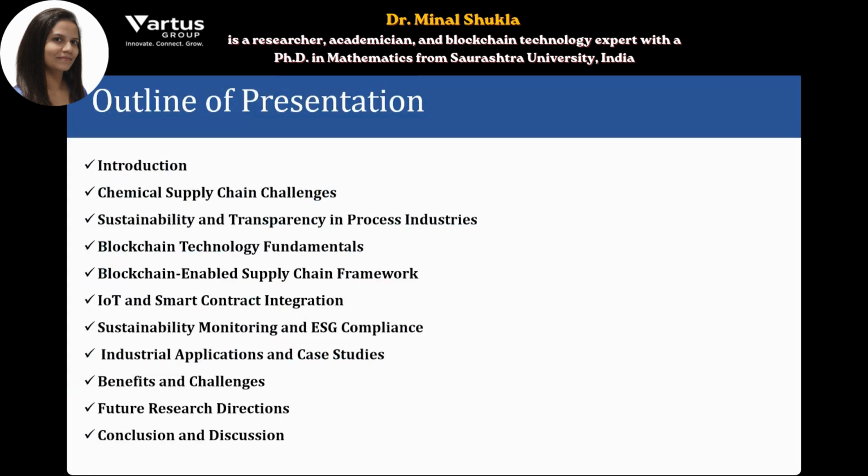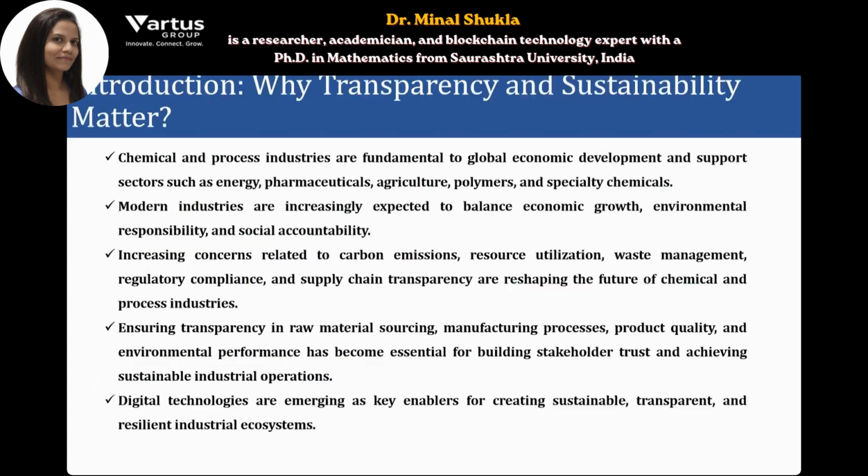This is the outline of the presentation: the introduction, chemical supply chain challenges, sustainability and transparency in the process industries, blockchain technology fundamentals, IoT and smart contract integration, sustainability monitoring and ESG compliance, industry applications and some case studies, benefits and challenges, future research directions, and at last some conclusions with discussions. So let us start with the introduction.